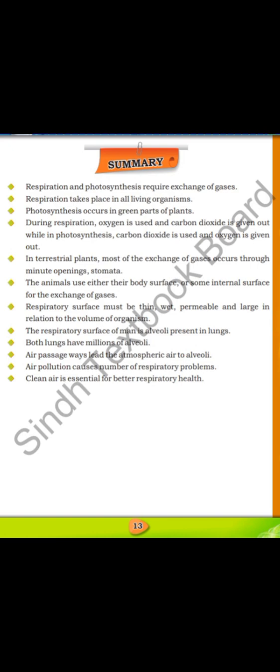tract, respiratory tract. And our next point is air pollution causes a number of respiratory problems. Yes, it is a fact, and there was a WHO report in our book that we had discussed in our lecture that air pollution is the main cause of respiratory problems. Now, dear students, our last point is clean air is essential for better respiratory health.